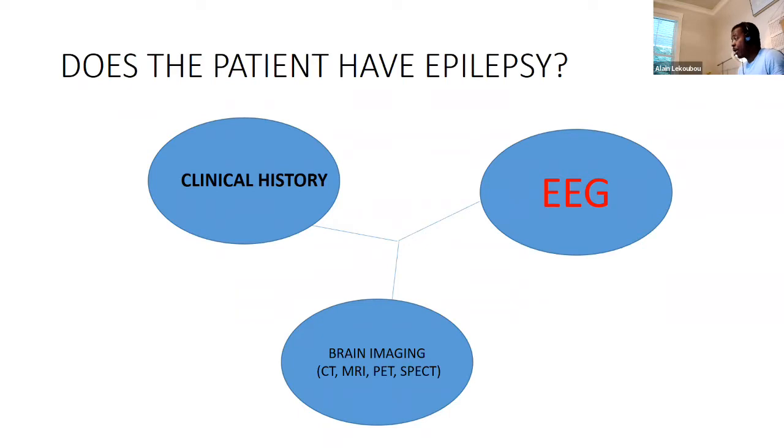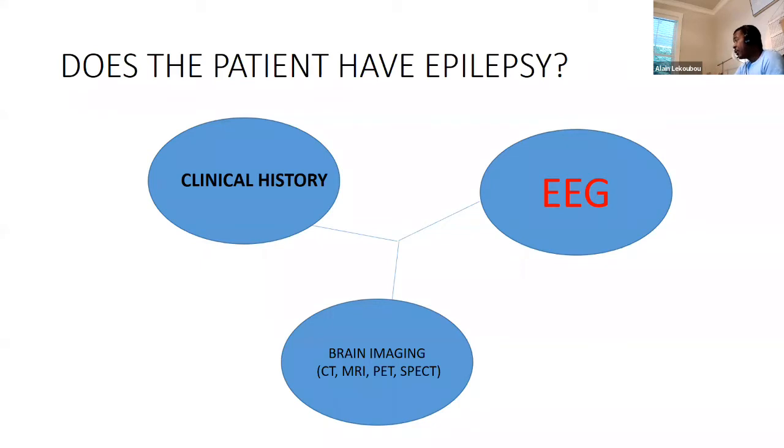There's a special brain MRI called 3T brain MRI epilepsy protocol that we typically do. So you have these three components: the clinical history, the brain imaging, and the EEG. All those together help you to answer the question, does the patient have epilepsy? Now, you think the patient has epilepsy, right? You get an EEG. Why do you get an EEG?